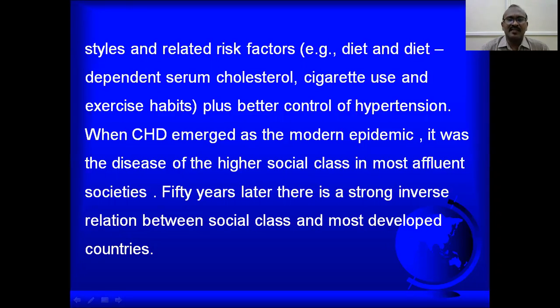To observe these trends, the World Health Organization has started a project called MONICA, that is, multinational monitoring of trends and determinants in cardiovascular diseases, in 41 centers. So it is a multicentric study in 26 countries. To understand these patterns, the WHO has started this study simultaneously in 41 centers in 26 countries.